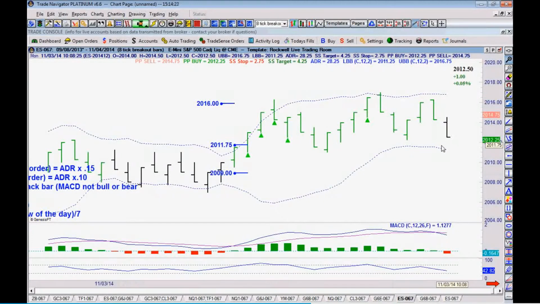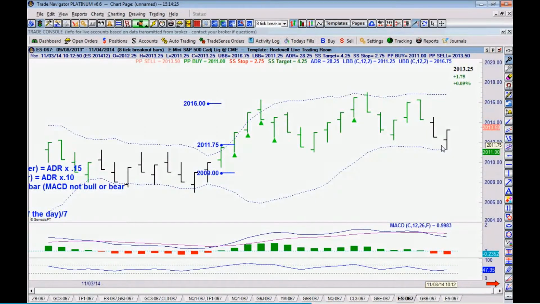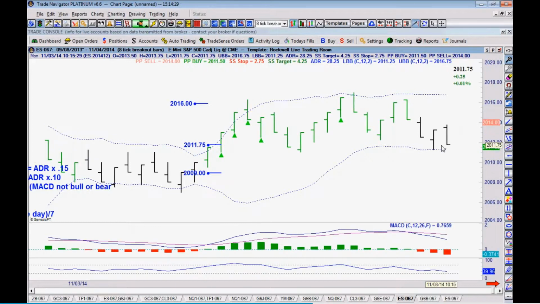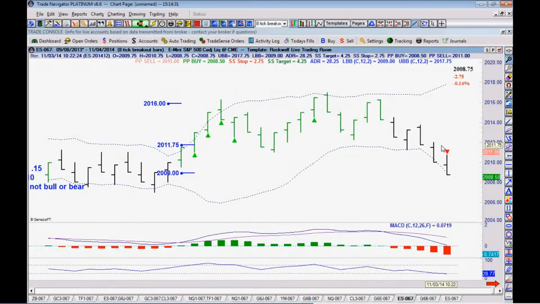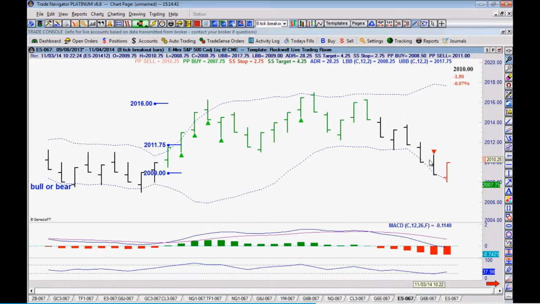Now, this is where we see a black bar. So a black bar means that we no longer have an uptrend, we do not have a downtrend, and we can look for the next trading opportunity based on our rules. Now, price starts to tag the lower Bollinger Band, which is what we want to see for a downtrend, and this is when we might start to consider a possible simple strategy short trade.